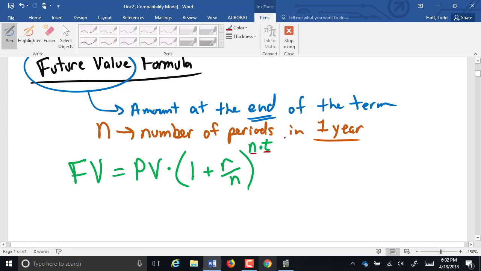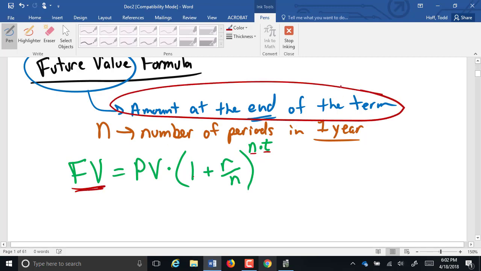The N times T, T is your number of years, so N is your number of periods per year. Multiplying that out, that's your number of periods. In the previous example, it was quarterly, so N was 4. T was 3 years, so we did 4 times 3 to get the 12 periods. Future value is the balance at the end of the term. Present value is the value at the beginning of the term.